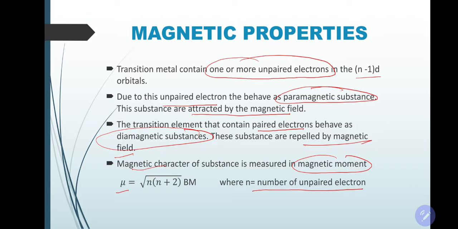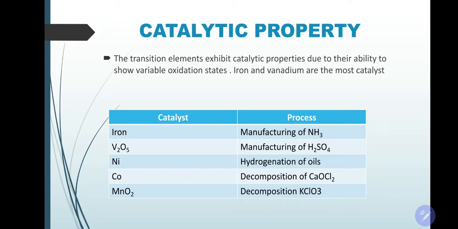Clear? Now, what is the catalytic property? As we have already seen in the first slide itself, d block elements show catalytic property. Why do they show catalytic property? Due to their ability to show variable oxidation states. For example, iron and vanadium are important, commonly used catalysts. For example, iron is used as a catalyst in the manufacture of ammonia.